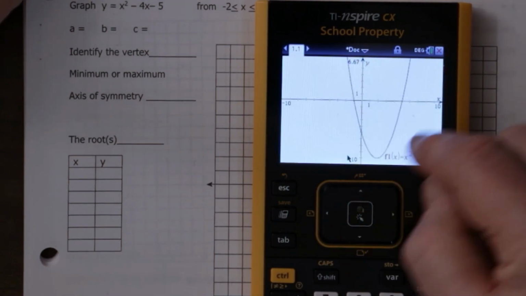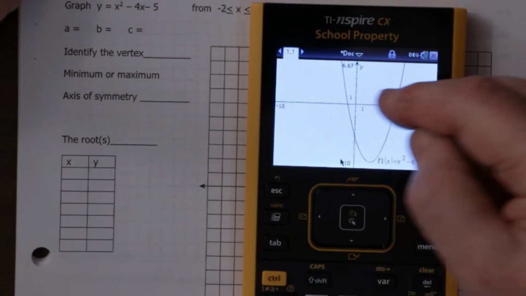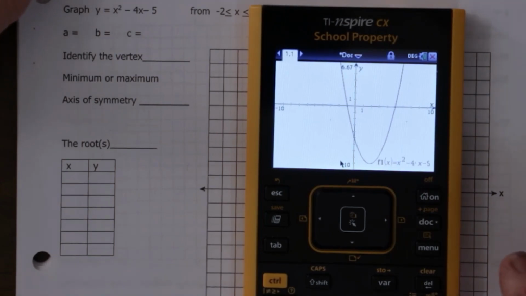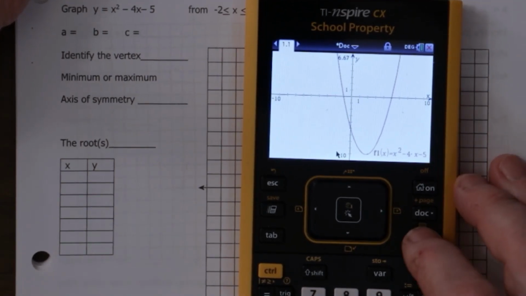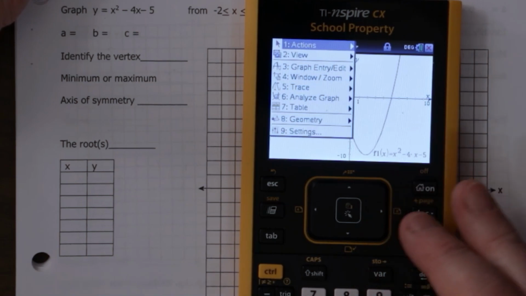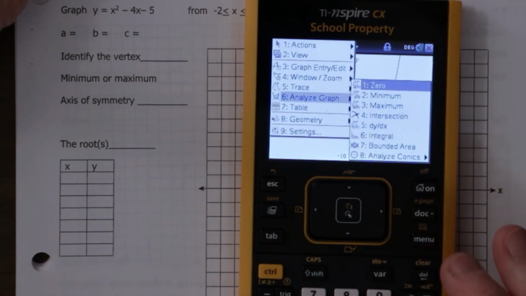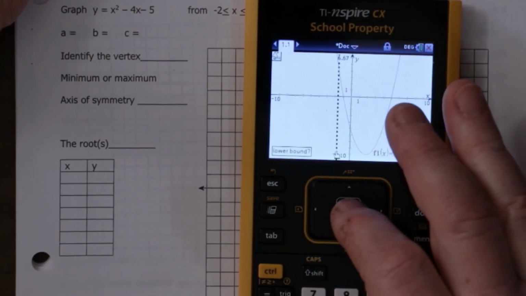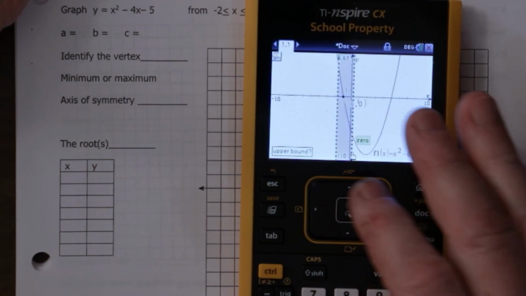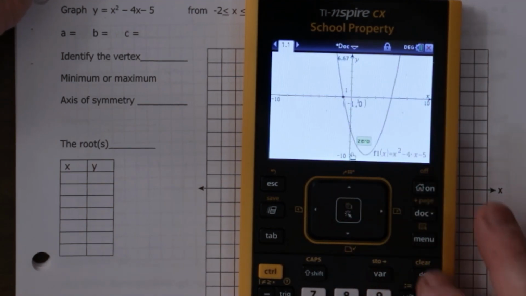So I can see all the good points here. I got my vertex down at the bottom. I got my roots. And I could use my calculator to find that. Let me show you that real quick. I hit menu and I go to 6. And to get my zeros, I hit 1. And I click and I drag. And I click. And then I do menu.